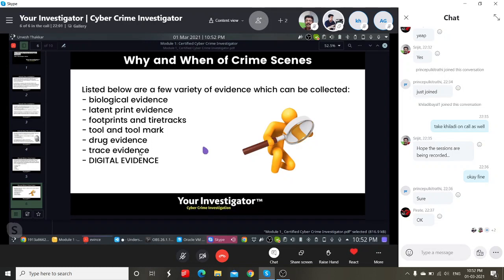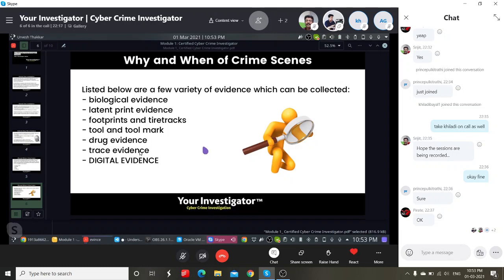trace evidence leading to some person, digital evidence. So as of now, we are discussing general examples of different types of crime scenes, crimes and crime investigations in general.